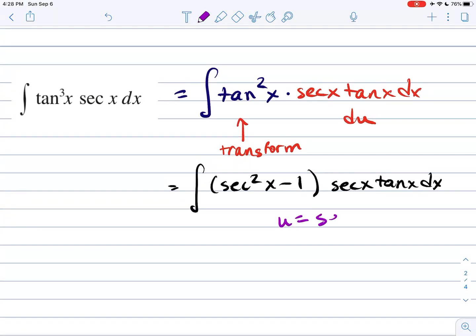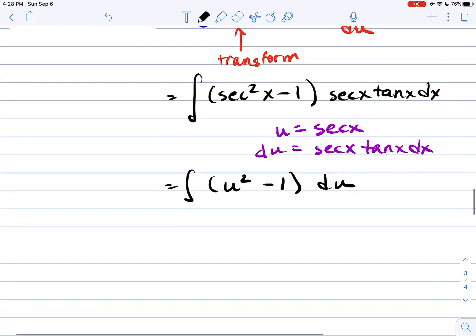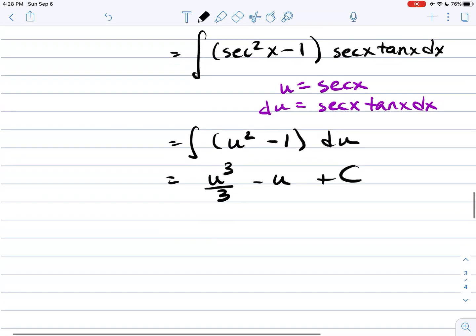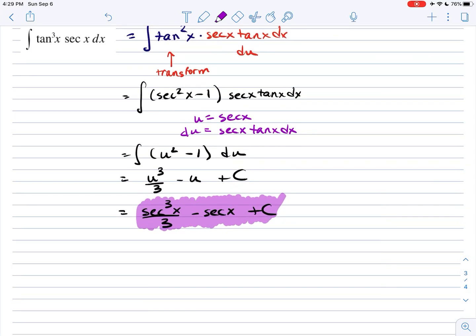We'll want to make our u substitution, and so we'll let u equal secant x, and our du will be secant x tangent x dx, and then we have an integral that transforms to u squared minus 1 du. We can easily integrate that to u cubed over 3 minus u plus c, and we want to back substitute, and we'll get secant cubed x over 3 minus secant x plus c. And we are done.